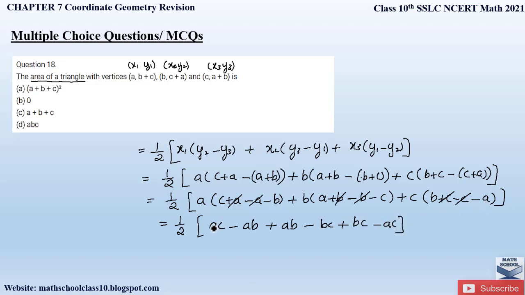Right, so here you can notice we have plus AC and minus AC which cancel, minus AB and plus AB cancel, and minus BC and plus BC will cancel. So here we got the result as 0. So half into 0 will be 0. Therefore our correct option is option B, that is area of the triangle is 0.